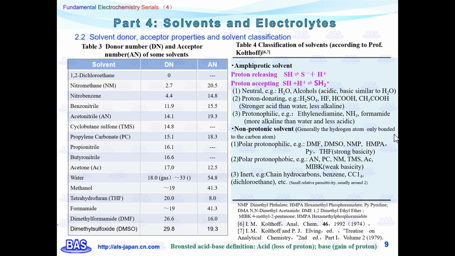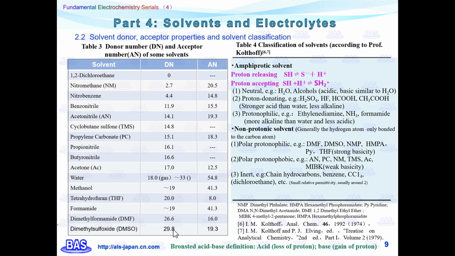Table 3 shows the donor and acceptor numbers of some solvents in increasing order of donor number. The donor and acceptor numbers are the strengths of the solvent as Lewis bases and Lewis acids, interacting with antimony pentachloride and trialkylphosphine oxide respectively, which are also closely related to the strengths of Bronsted base and acid respectively. The solvent with larger donor number means more basic, and the solvent with larger acceptor number means more acidic.